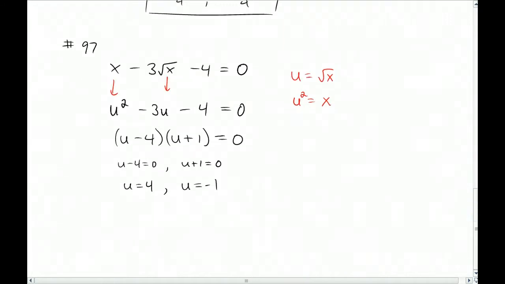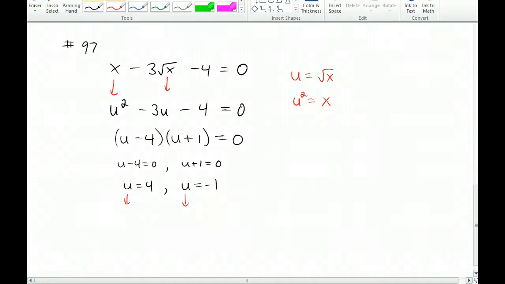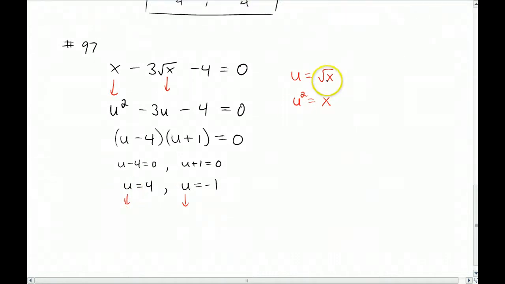You're almost finished. The problem is nobody really wants you to find u. The whole goal in this original problem was to find what x is. So how can we get back to x? Well, what we have to do is use the substitution one more time. Right from the very beginning, we said that u is square root of x. So really we have square root of x equals 4 and square root of x equals -1.